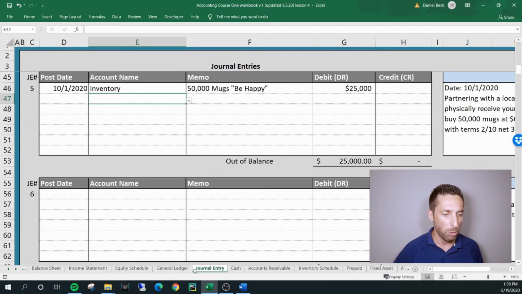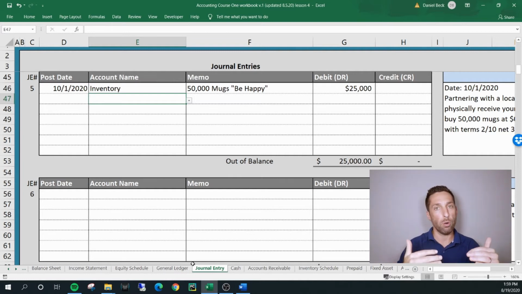And that's pretty standard. Anytime you're dealing with some sort of goods or services, the vendor sends you their invoice. You take that invoice, you record it as an accounts payable, and then we'll pay that later. And we will pay this later in this course.